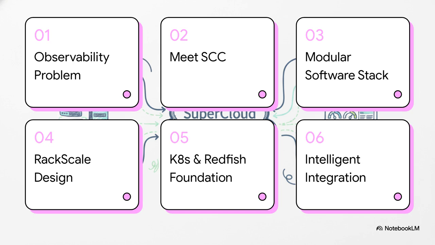Okay, let's dive into this roadmap. We've got a lot to cover. First, the data center observability problem. Second, we'll meet SuperCloud Composer. Third, we'll look at its modular software stack. Fourth, defining rack-scale design. Fifth, the Kubernetes and Redfish foundation. And finally, intelligent integration and scaling.